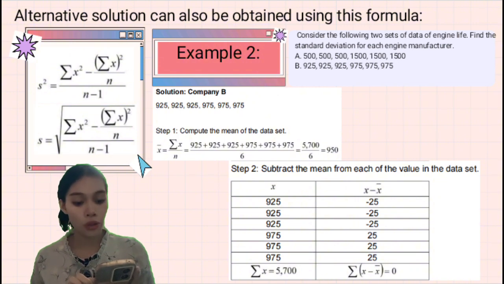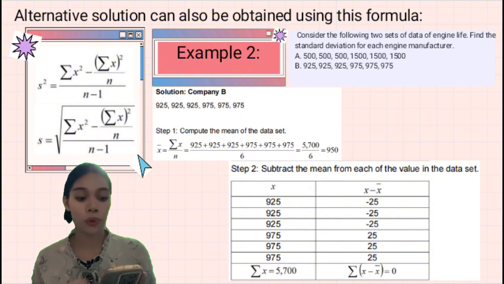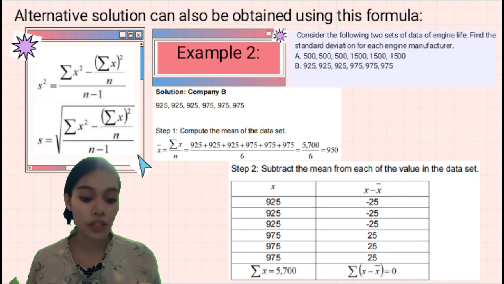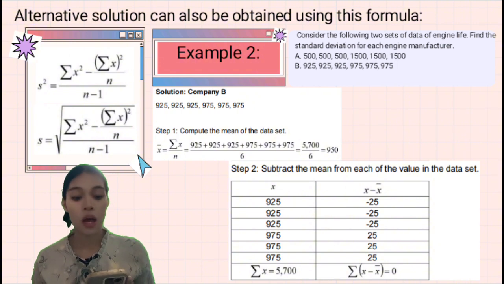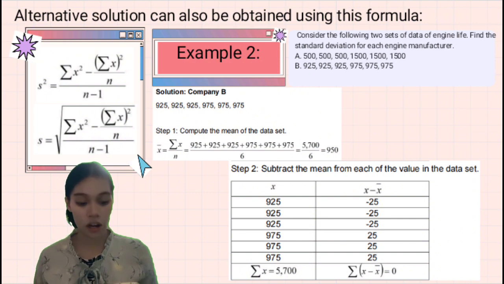So we also have 6 values. So we will divide it into 6. But first, we need to sum up all the values. We have 3 925s and 3 975s: 925 plus 925 plus 925 plus 975 plus another 975 plus another 975 is equal to 5,700. And now we will divide it into 6 because we have 6 values.